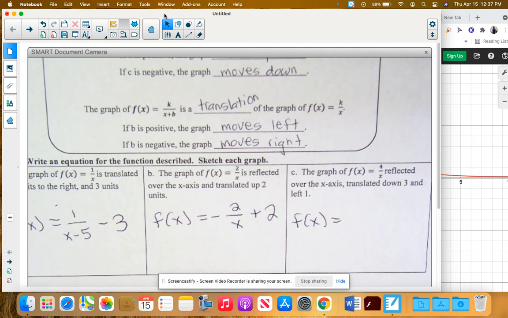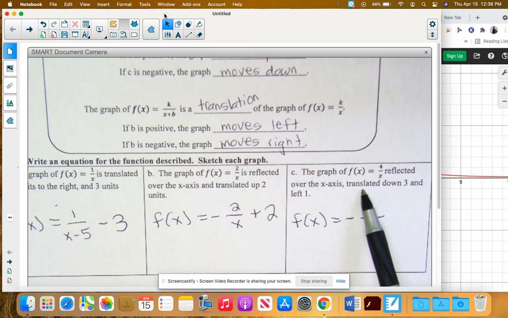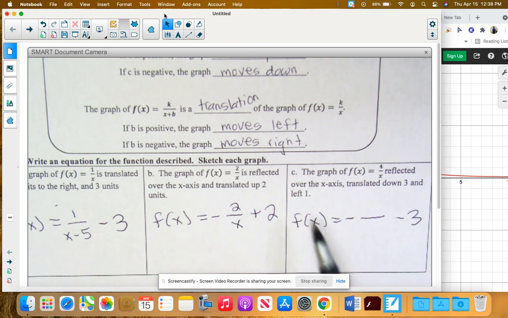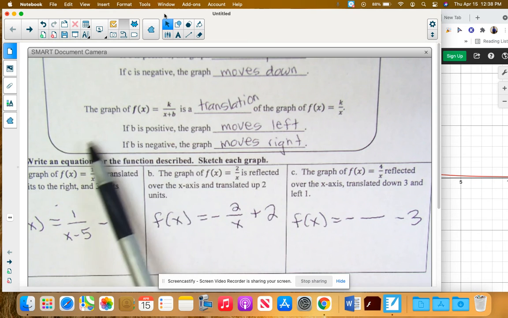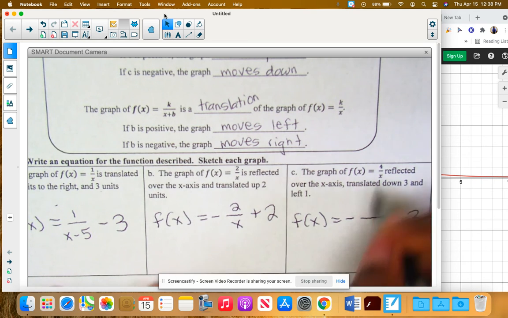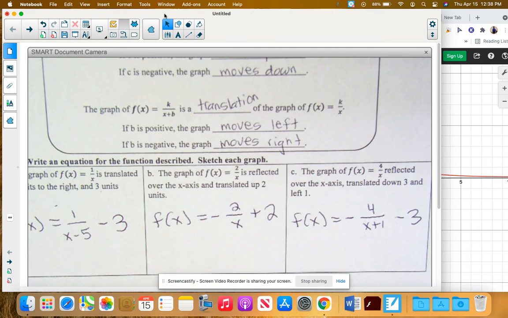let's take one piece at a time. Reflected over the x-axis, so I'm going to have a negative in front of the whole thing. Translated down 3, that means I need something added on the outside. And if I go left 1, if I refer back up here to my notes, it moves left, that number needs to be positive. So it's actually going to be a positive 1. All right, so this is what our inverse variation functions look like.